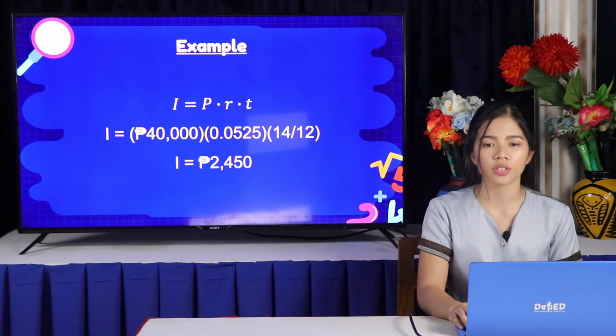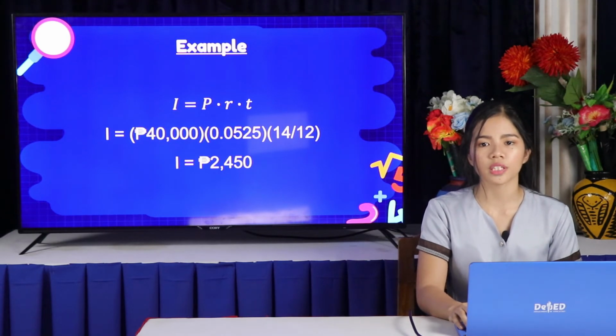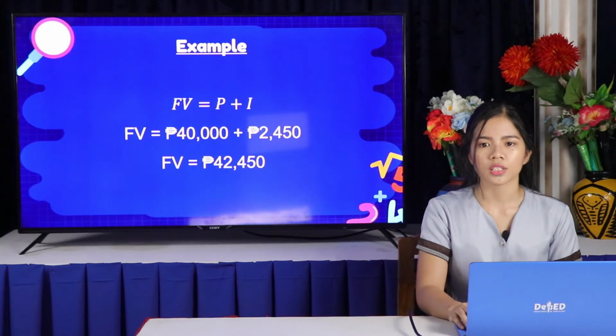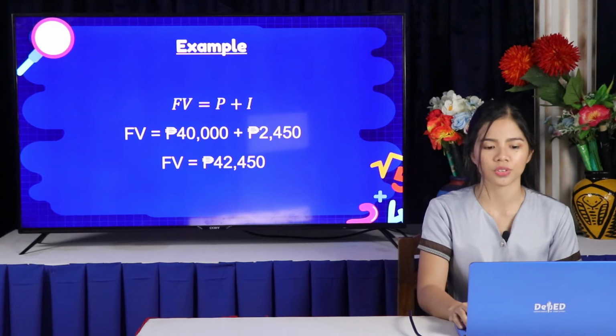Now, we look for the maturity value. The maturity value FV is equal to the principal plus the interest. The principal is 40,000 pesos and the interest is 2,450 pesos. If we add these two, we get 42,450 pesos. That is the future value or maturity value. In 14 months, Rainier will pay his parents 42,450 pesos.